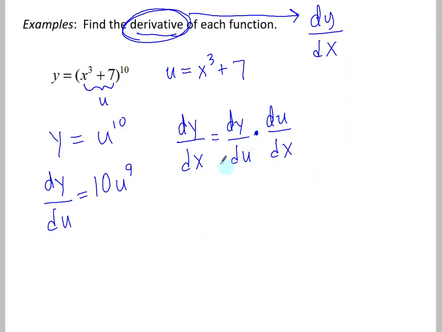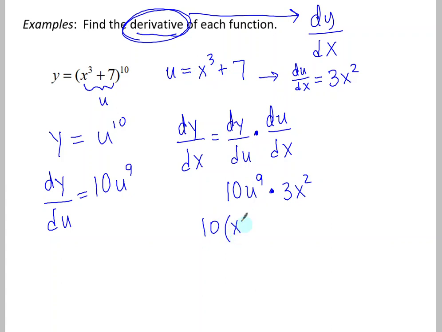The derivative of y with respect to u, we wrote it as 10u to the 9th, times the derivative of u with respect to x, which we didn't write yet. If u equals x cubed plus 7, then the derivative of u with respect to x is 3x squared. So du dx is 3x squared. Because u stands for x cubed plus 7, I'm going to finish that substitution. 10 times the quantity x cubed plus 7 to the ninth times 3x squared.